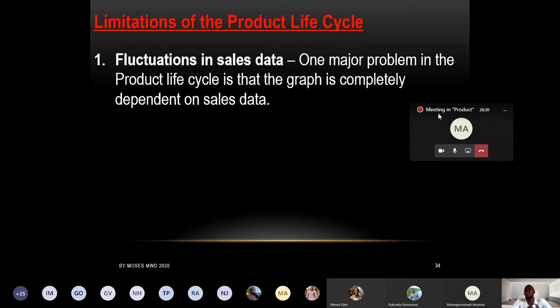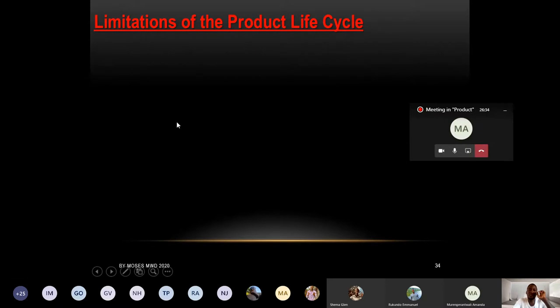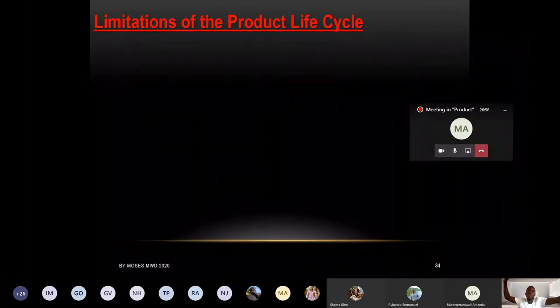Now, look, this product life cycle, we are basing it on one assumption, that sales will keep on increasing. You see, they are telling us that in the curve, from introduction, sales will increase to the growth, they increase to the maturity. When they reach maturity, they will start declining. That's the knowledge we have. We know that sales will keep on increasing up to maturity. That's the assumption we have here.